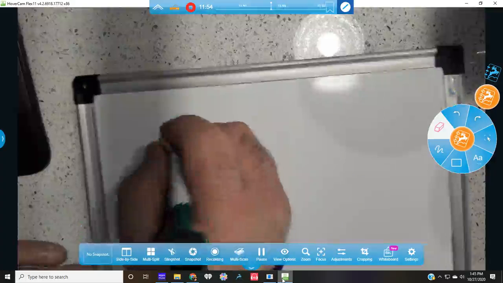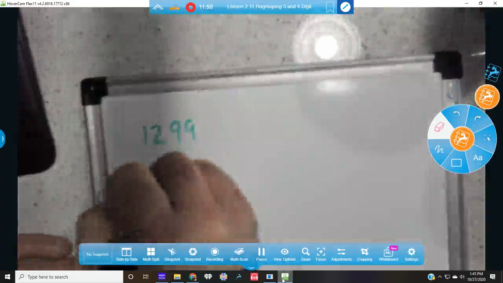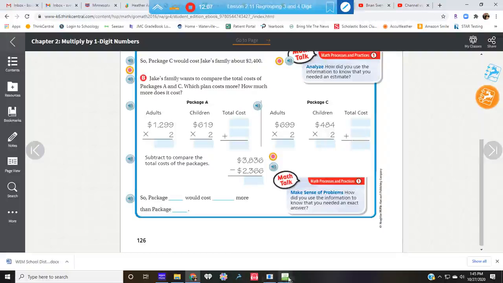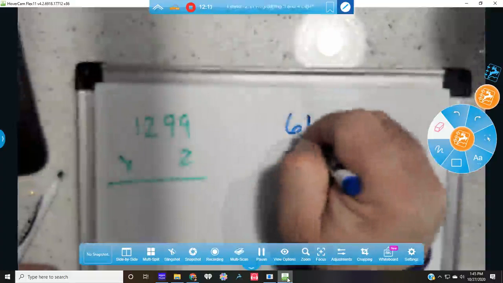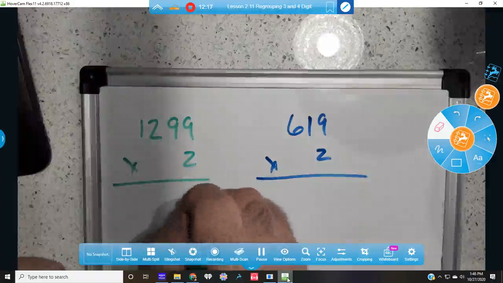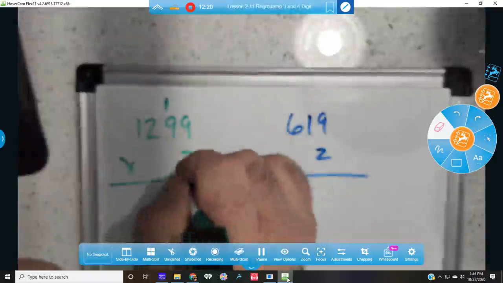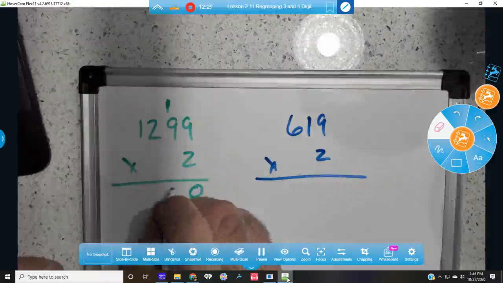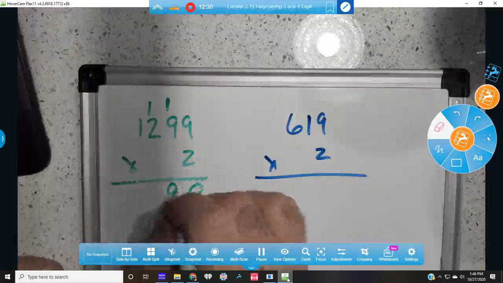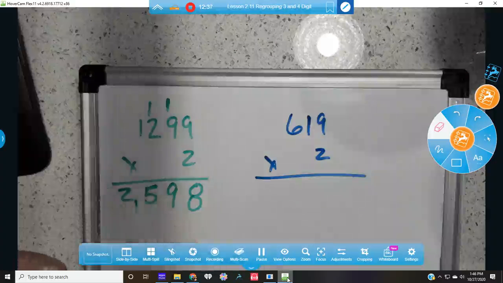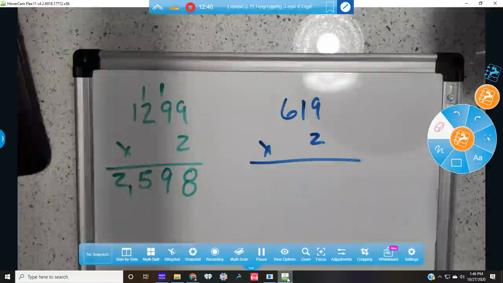$1,299 and $619. $1,299 times 2, so that's the adults in package A, and the kiddos were $619, also times 2. Let's do this one first. 2 times 9 is 18. We're going to carry our 10. 2 times 90 would be 180, plus 10 would be 190, so we're going to carry our 100. 2 times 2 is 4, add 1 more 100 is 500. 2 times 1 is 2. So the adults in package A are $2,598.